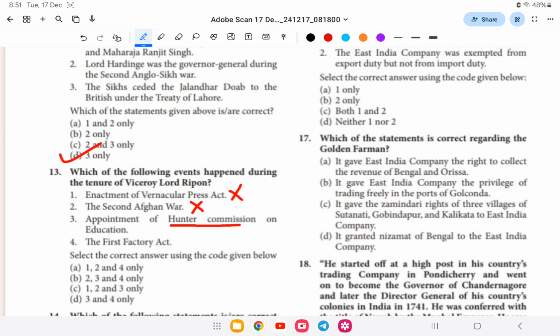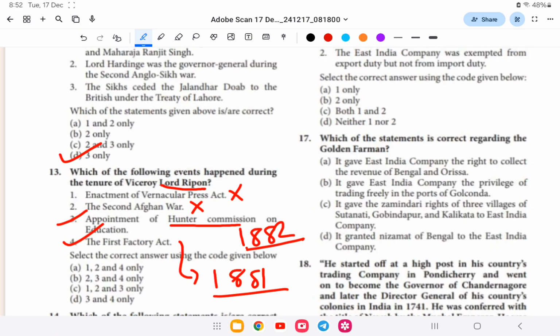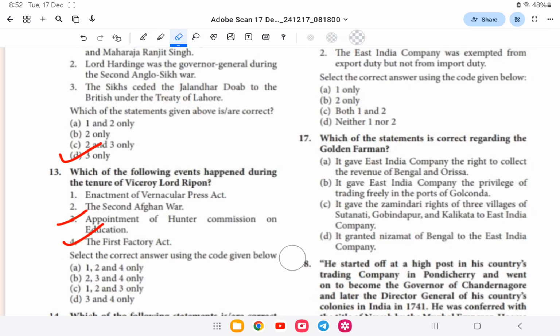Appointment of the Hunter Commission was in 1882, so number 3 is correct. Lord Ripon was a very good Governor General because he believed in the welfare of the Indians. So the Hunter Commission was introduced for education, and the first Factories Act was introduced in 1881 for factory workers. So 3 and 4 are under Lord Ripon. We can see option D is the correct answer.